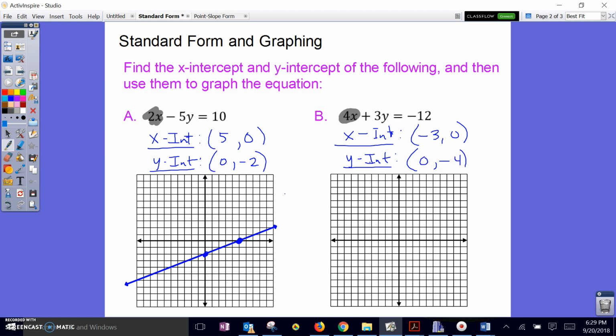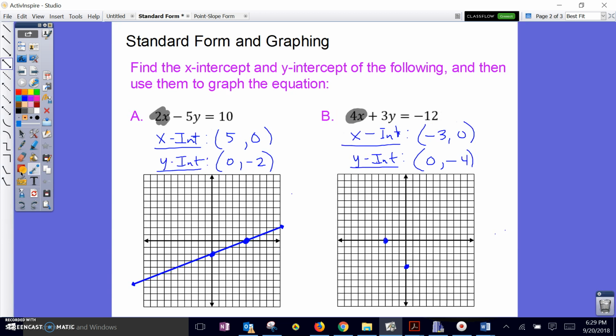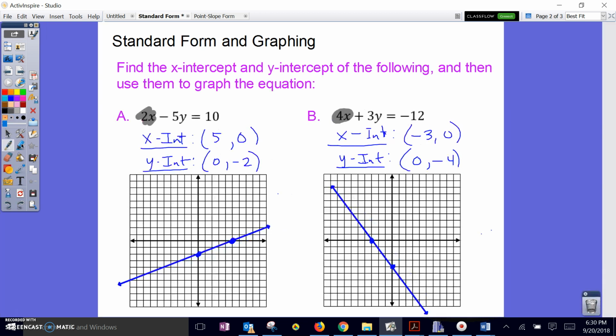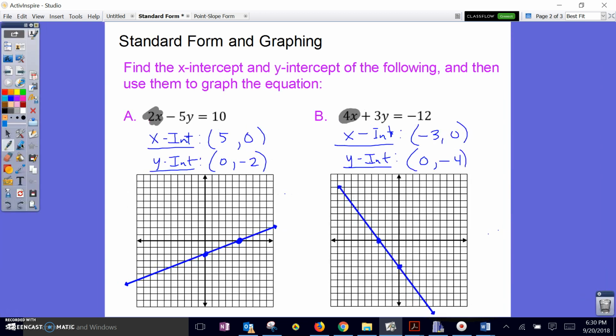Then I'm going to plot those 2 points, negative 3, 0, 0, negative 4, and then I'm going to break out my handy-dandy ruler and go ahead and draw the line through those 2 points. And there's the graph of the equation, 4x plus 3y equals negative 12. Okay? That's how easy it can be to graph using the x-intercept and y-intercept in standard form.